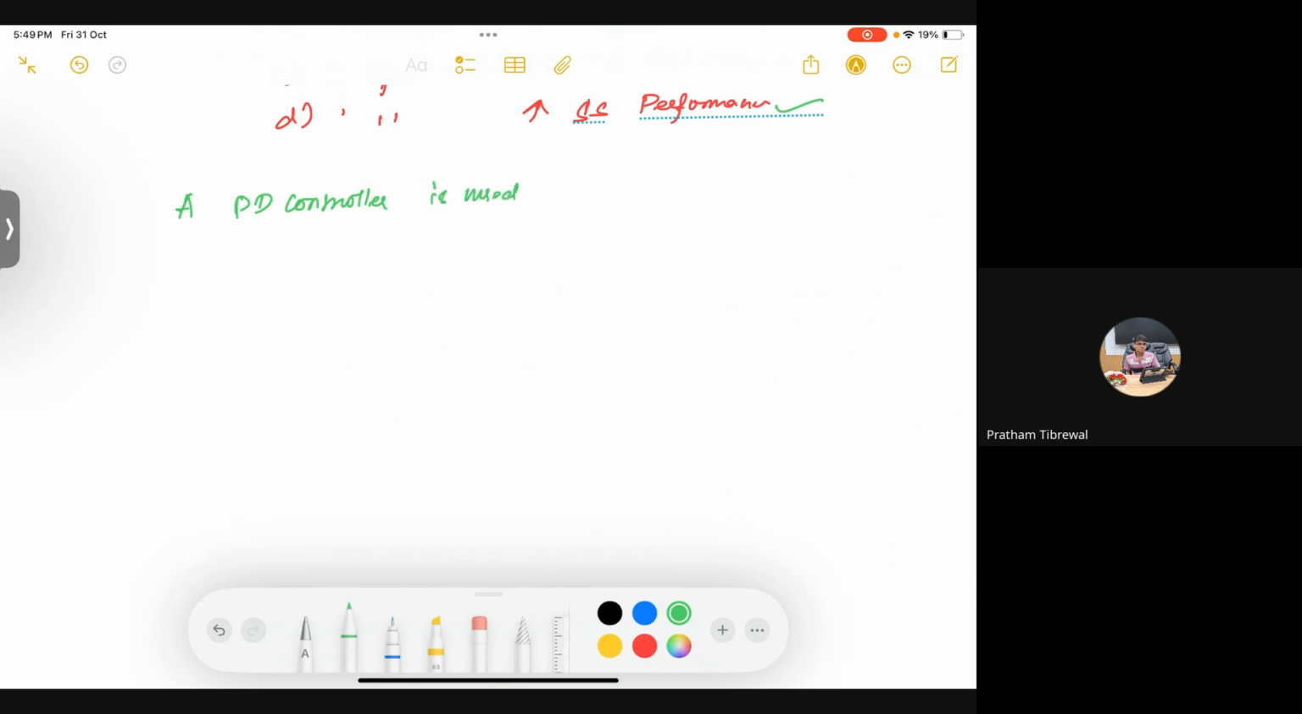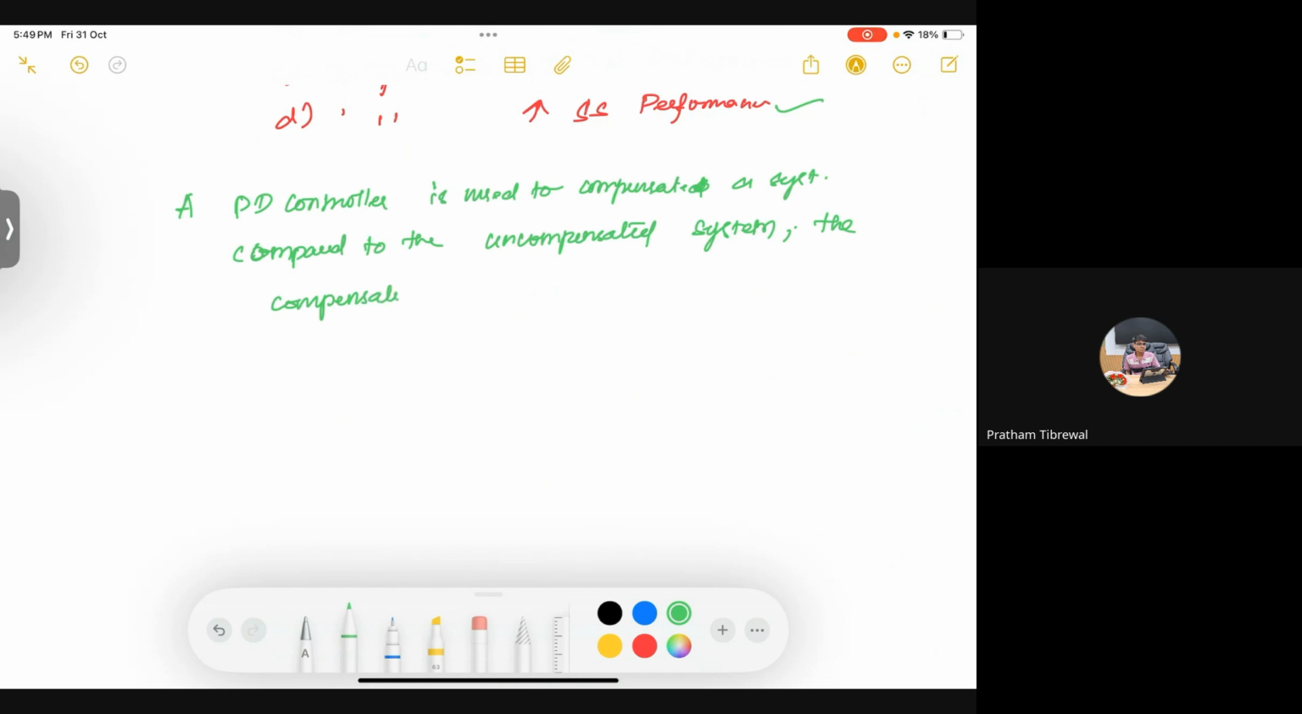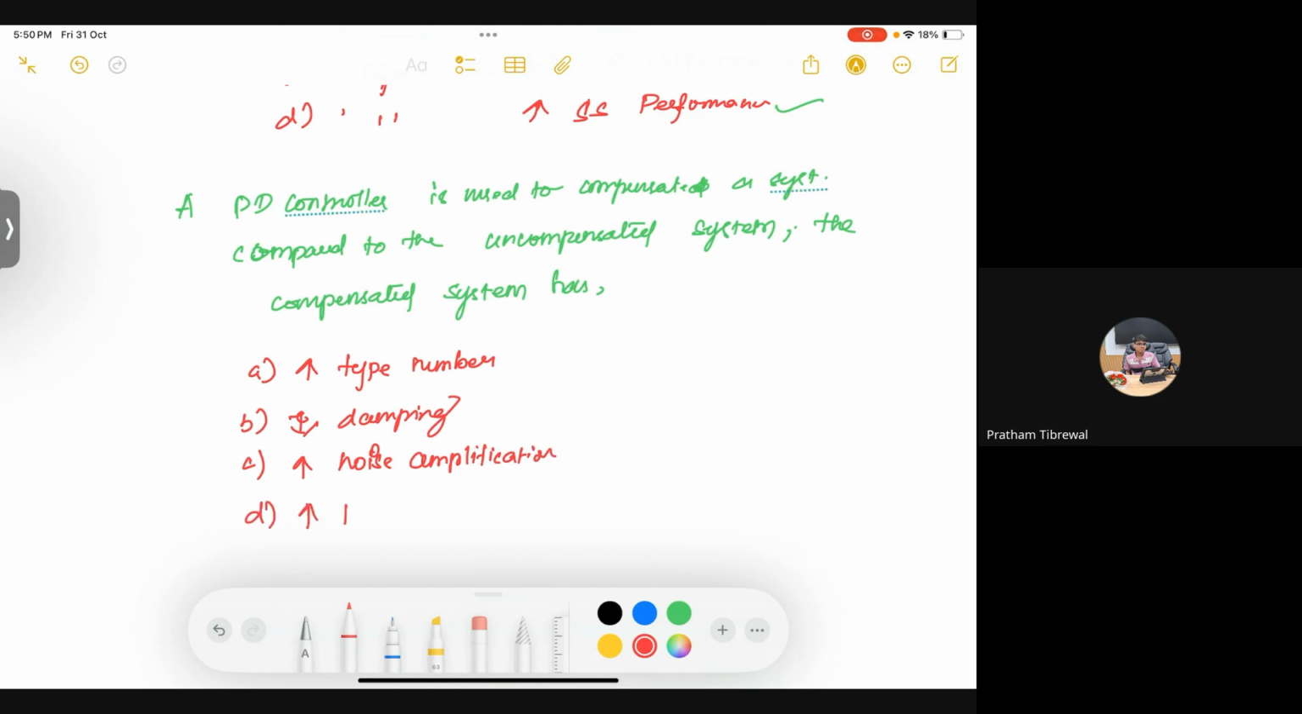Next question is: a PID controller is used to compensate a system. Compared to the uncompensated system, the compensated system has: higher type number, reduced damping, higher noise amplification, larger transient overshoot.